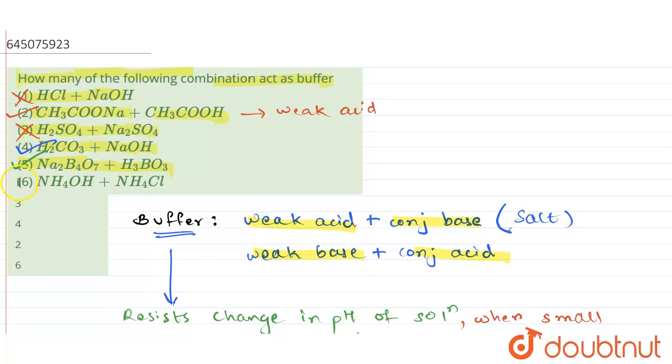Now we have the sixth option, in which we have ammonium hydroxide plus ammonium chloride. Ammonium hydroxide is a weak base, whereas ammonium chloride is the salt of that base, that is the conjugate acid. So option 6 is also correct. So how many buffers are present? We have 1, 2, 3, 4. So 4 of them can act as a buffer. The correct answer for this question would be option B, that is 4.